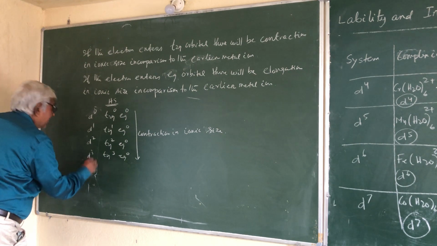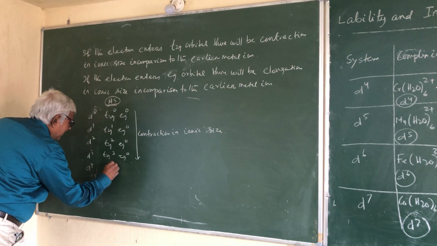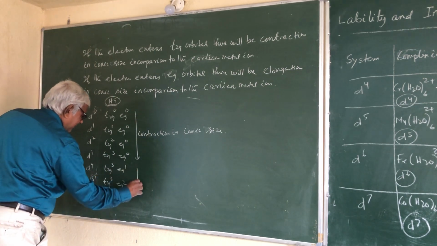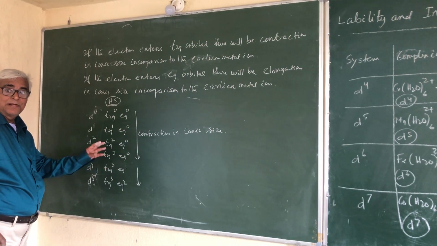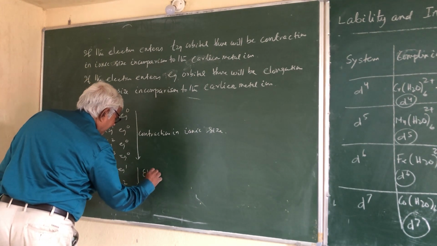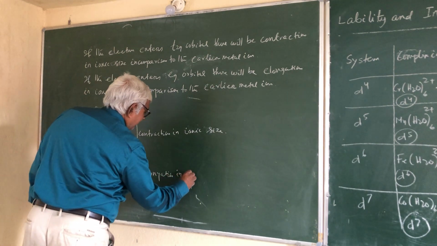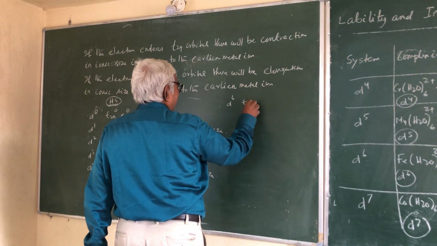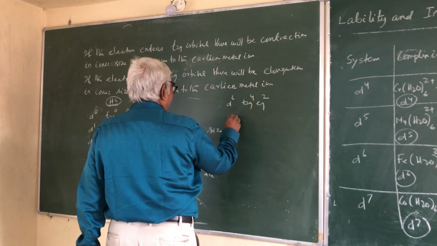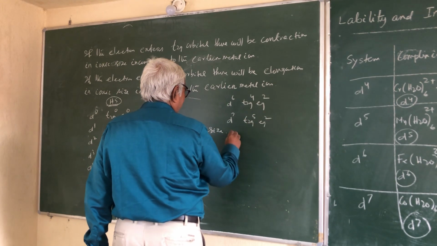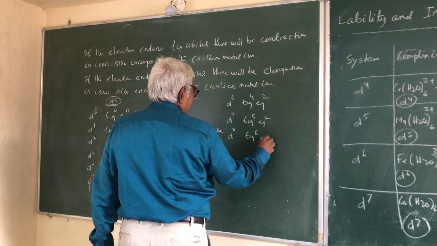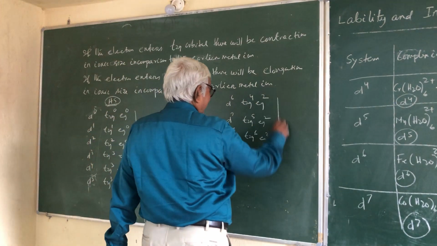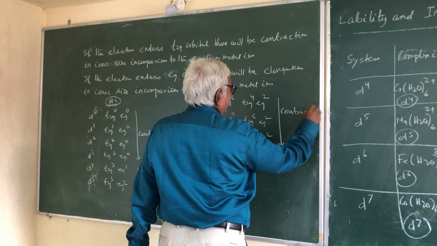So if you take d4, considering only the high spin situation, it will be t2g3 eg1. d5 will be t2g3 eg2. From here to here, because the electron is entering the eg level, the size will now increase, so there will be elongation in ionic size. d6 means t2g4 eg2, d7 is t2g5 eg2, d8 is t2g6 eg2. From d5 to d6, the electron is again entering the t2g level, so there will again be contraction in ionic size.